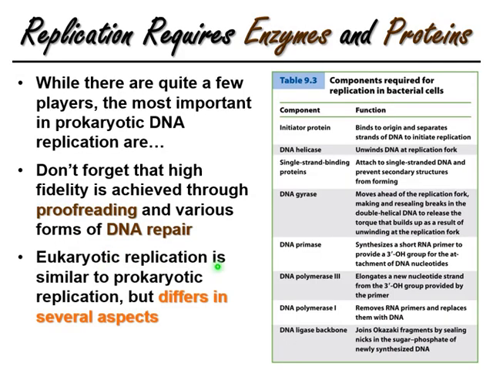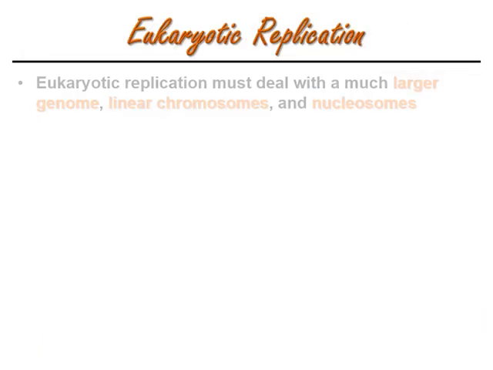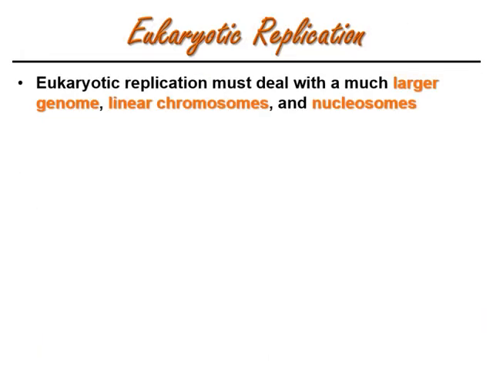And so eukaryotic replication is similar to prokaryotic replication, but there are a couple differences we should mention, just so that we finish this out by making sure you know the differences between the two. So it differs in several aspects. The biggest one is we have linear chromosomes and they're bigger. So eukaryotic replication must deal with a much larger genome and linear chromosomes, and we have nucleosomes.